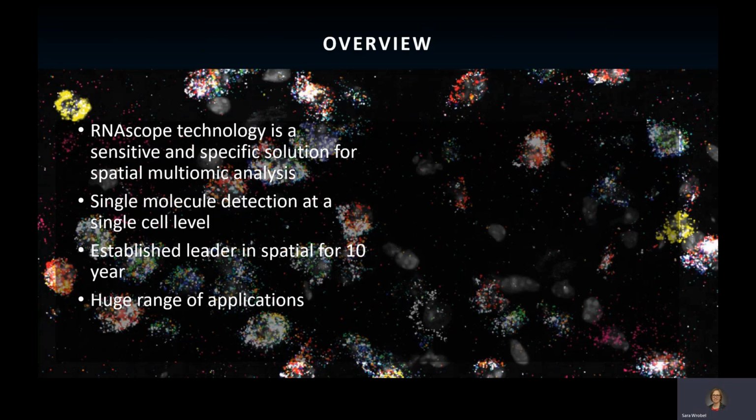I'd like to finish there, but to sum up, I hope that I've been able to illustrate to you that RNA-scope technology is a sensitive and specific solution for spatial multi-omic analysis. And as a provider of single cell spatial analysis technology for over 10 years, we have a wide range of solutions in a huge number of applications.